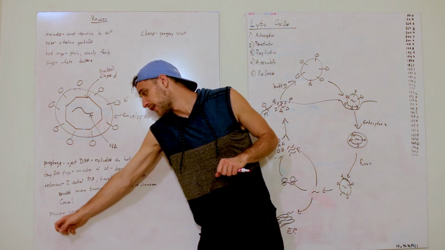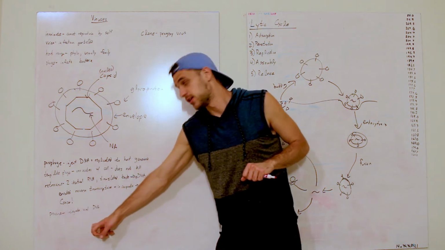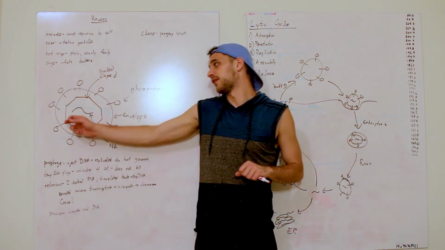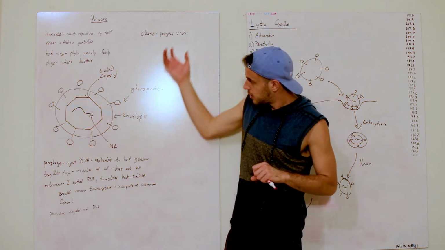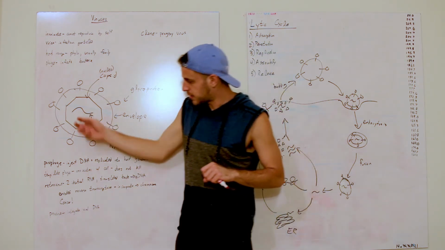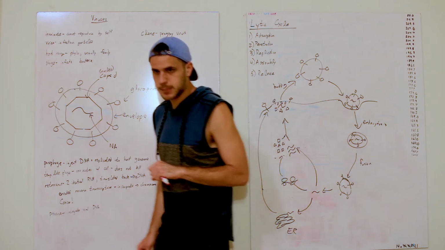And then you also have a provirus, and a provirus is integrated, it's just DNA. So instead of RNA, you have DNA. So, now we know semantics, we know what a virus looks like, we know a couple of different types of viruses.